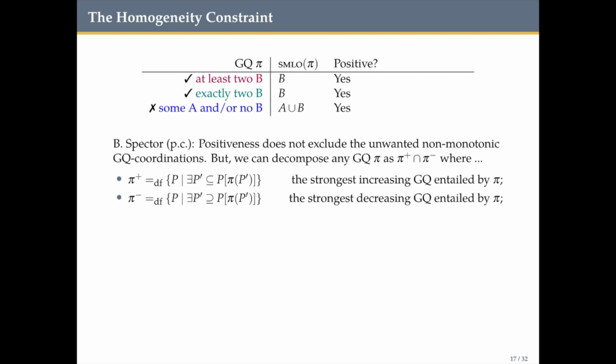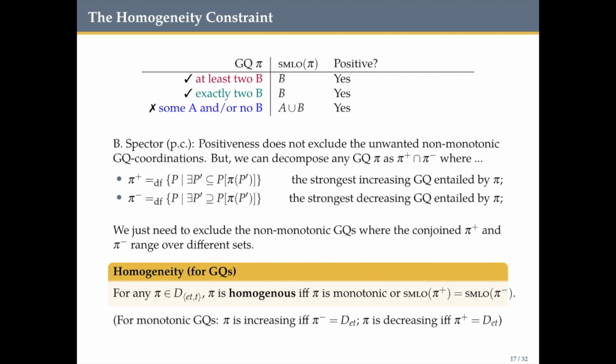For any GQ pi, we can decompose it into the conjunction of pi plus and pi minus. Pi plus is the strongest increasing GQ entailed by pi, and pi minus is the strongest decreasing GQ entailed by pi. To exclude the complex non-monotonic GQs, we just exclude the non-monotonic GQs where the conjoined pi plus and pi minus range over different sets. I call quantifiers that satisfy this condition homogeneous. For any pi of type EDT, pi is homogeneous means that pi is monotonic, or the smallest Levant sets of pi plus and pi minus are equivalent.